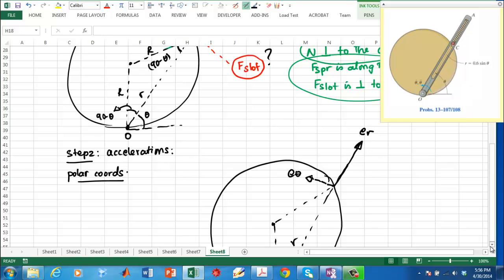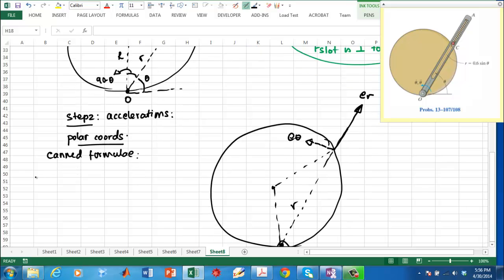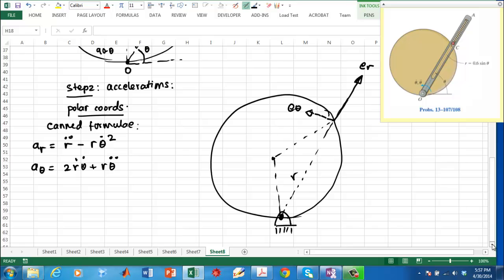So then it's pretty easy. I have my canned formula, which is acceleration: A R is R double dot minus R theta dot squared. A theta equals 2 R dot theta dot plus R theta double dot. So life is easy. Off we go and we calculate all of these things. So we are going to do this. Now our equations of motion.